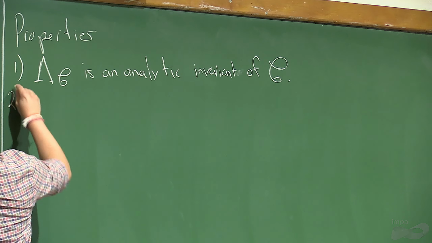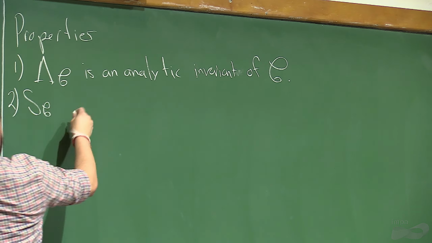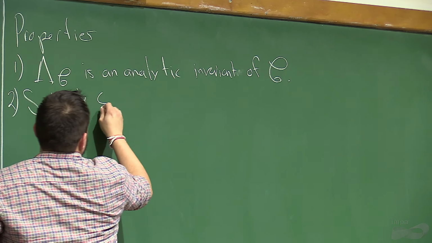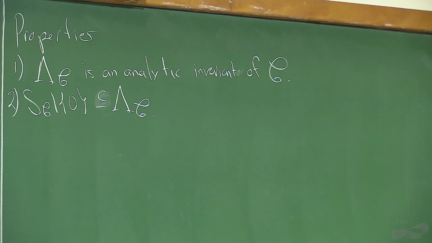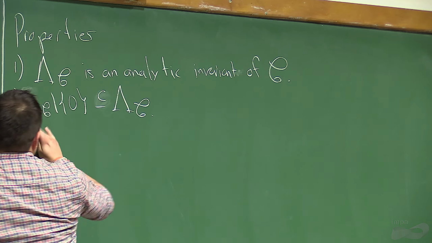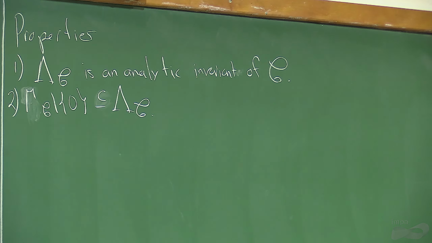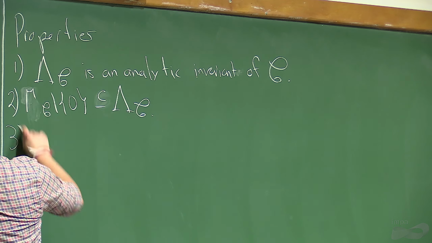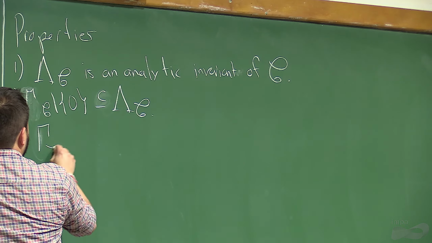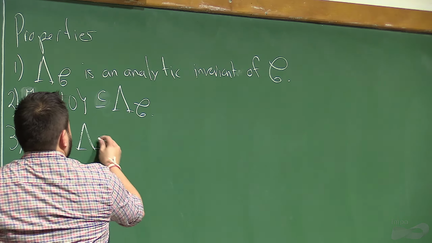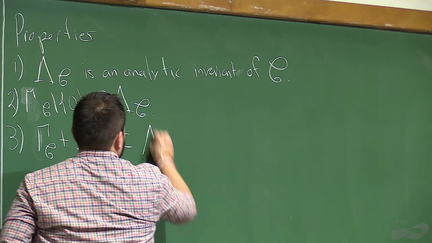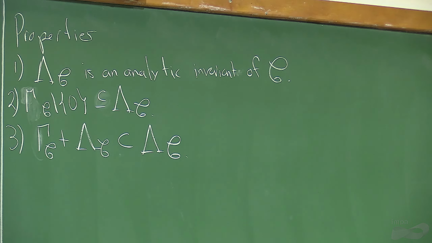Another property is that the semigroup minus 0 is contained in this semimodule. And the third one is this property: if you take an element of the semigroup and an element of the semimodule, their sum is contained in the semimodule. Okay.